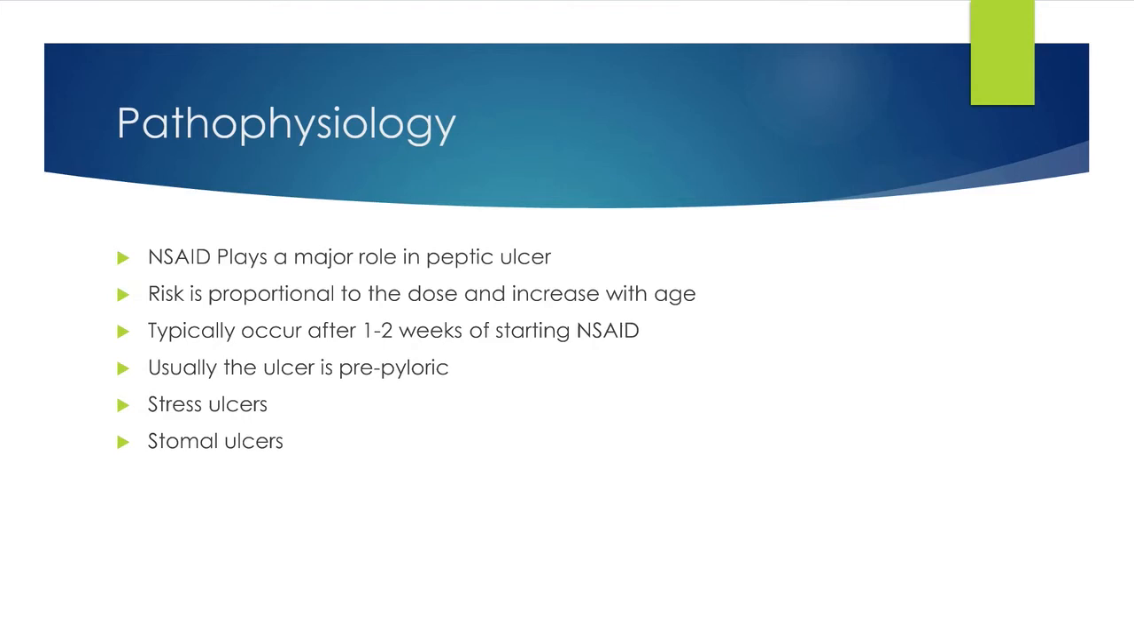Most ulcers will happen in about a week or two after continuous use of non-steroidal anti-inflammatories. Commonly, this is used for joint pain or muscular strains. The most usual site, the typical site for ulcer that's caused by the non-steroidal anti-inflammatory drugs is the pre-pyloric region, and it can bleed and it can perforate as well. It's important also to mention two more types of ulcers: stress ulcers and stomal ulcers.